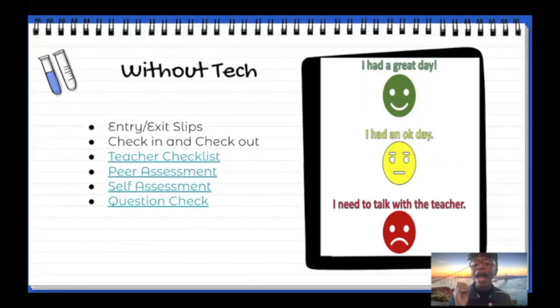faces on here. I had a great day is green. As the students are leaving out, they can high five. I had an okay day. You can high five the yellow one. I need to talk with the teacher. So if you see a student high five the red, then that's telling you that you and that student need to have a discussion about what's going on today. Even with a student with yellow, you might feel we need to have a discussion.